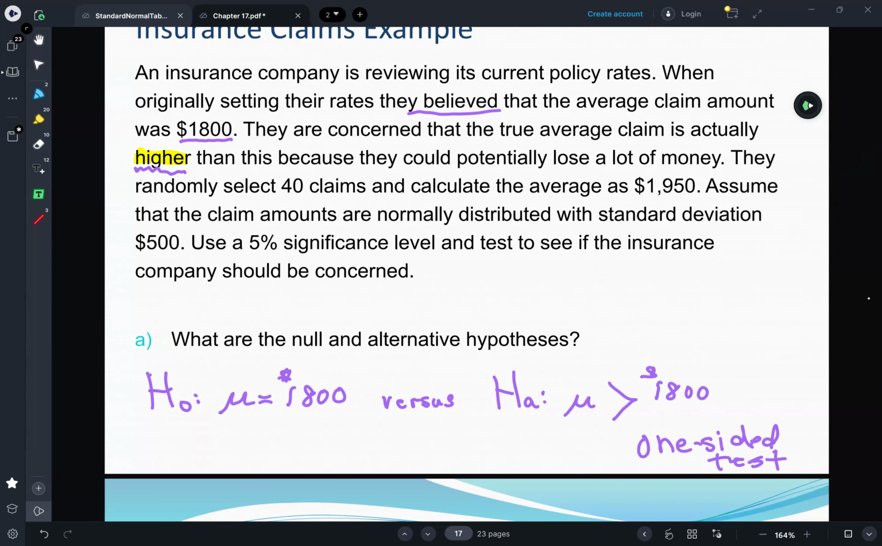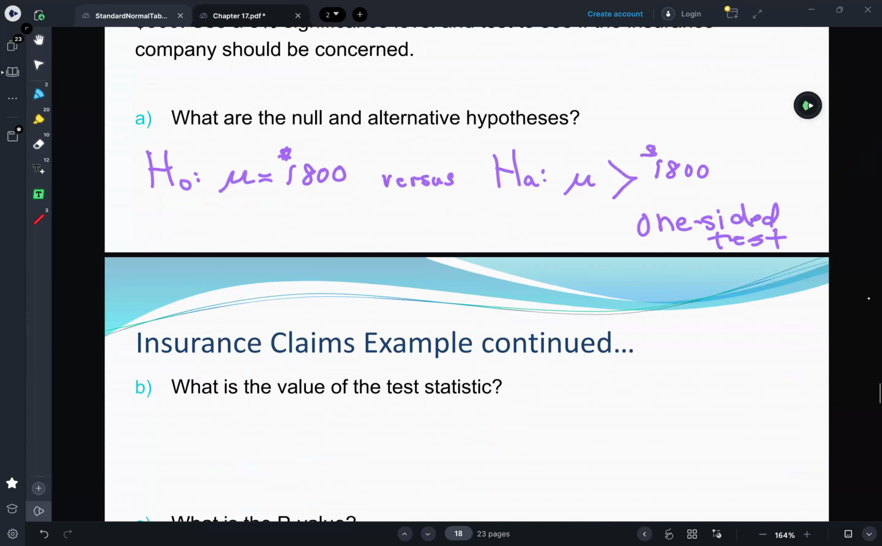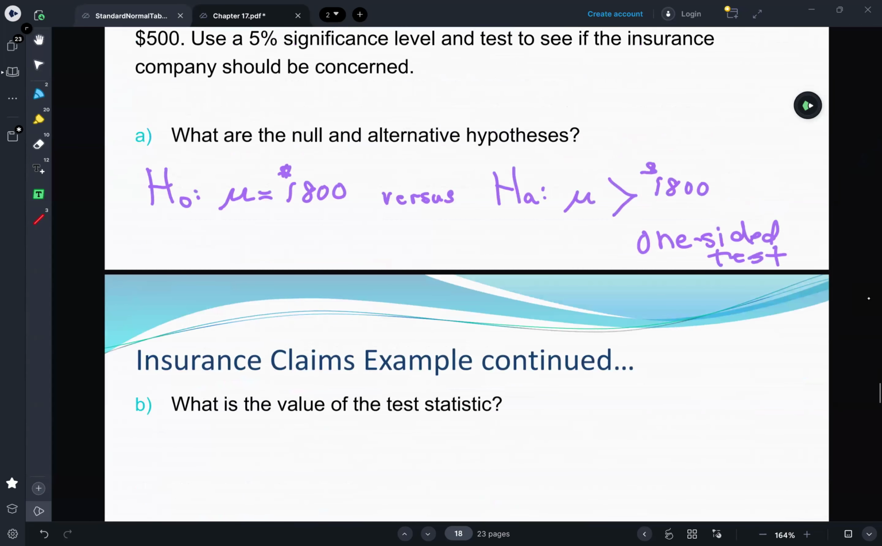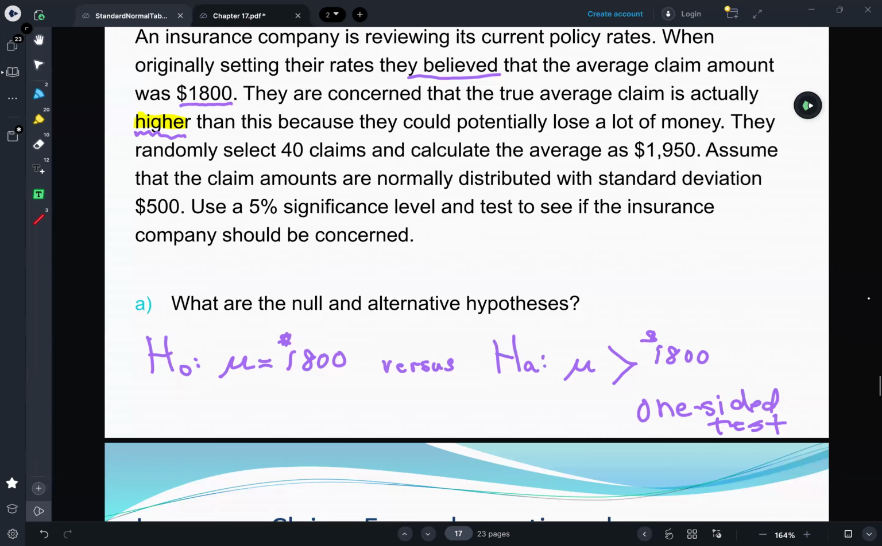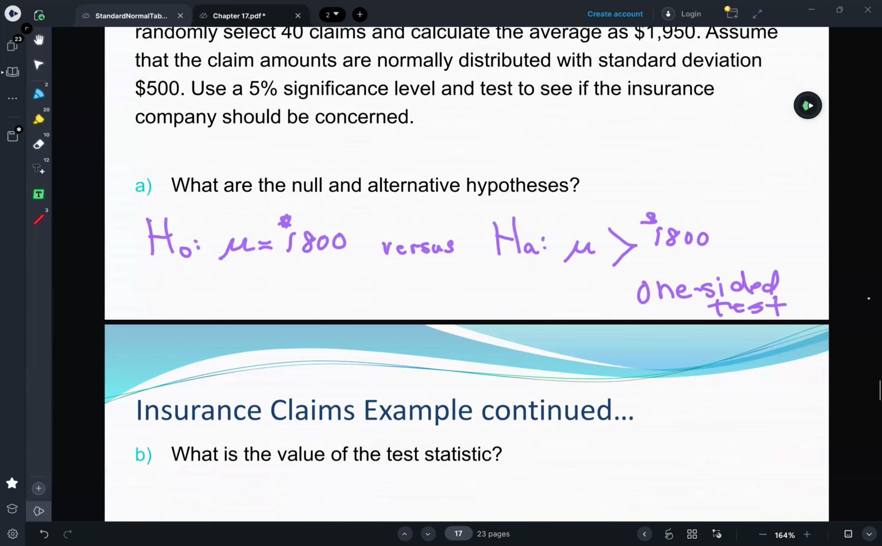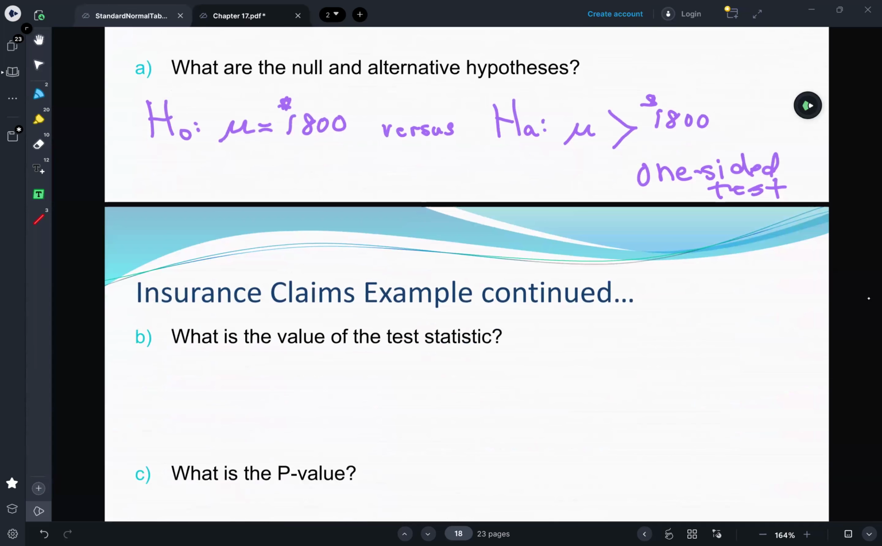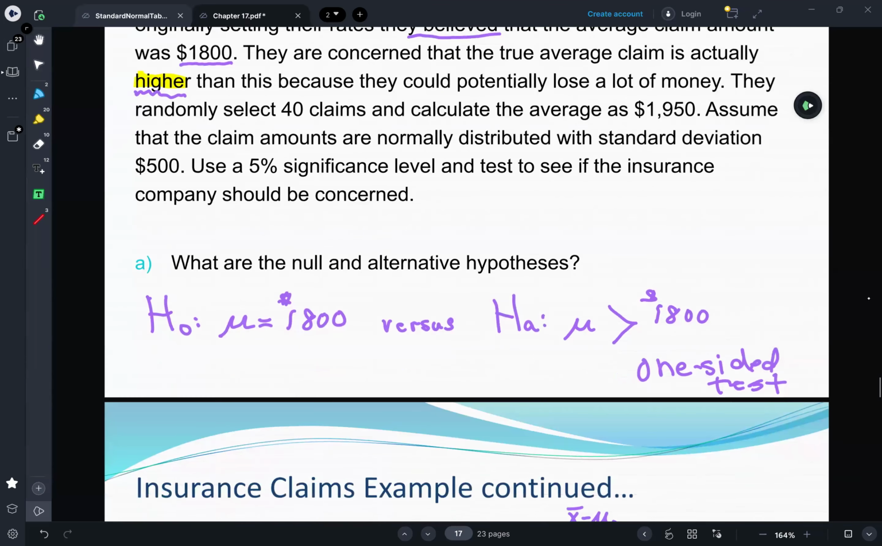That's part A, so that could be one question that could be asked. Let's go on to part B. What is the value of the test statistic? They have calculated a random sample, so the value of the test statistic will be Z equals X bar minus mu naught divided by sigma over the square root of n. That's our formula, and we're going to plug in. What is X bar?